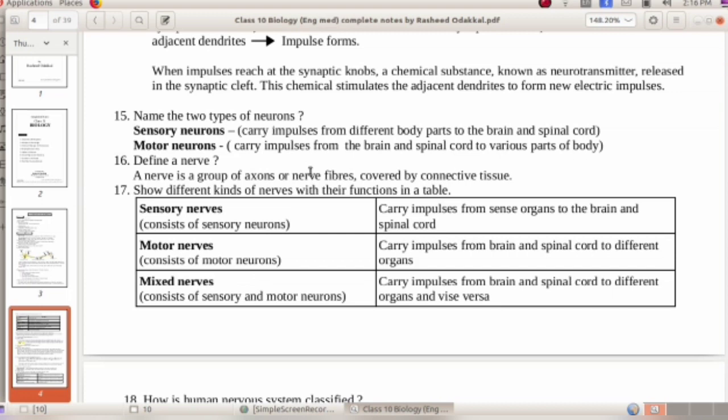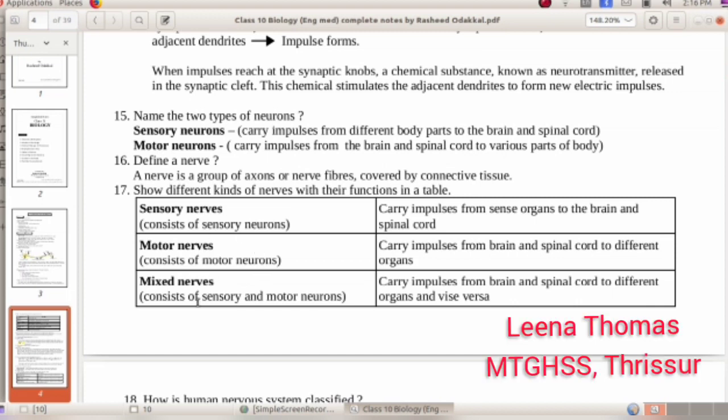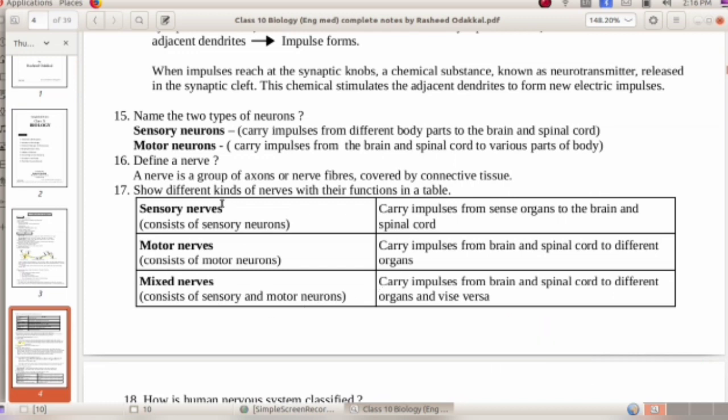Based on the types of neuron, there are three types of nerves, that is sensory nerves, motor nerves and mixed nerves. Sensory nerves are made by sensory neurons, motor nerves are made by motor neurons, and mixed nerves are made by sensory and motor neurons.